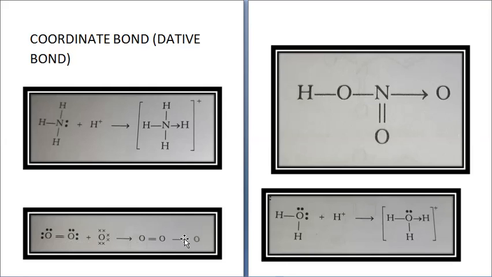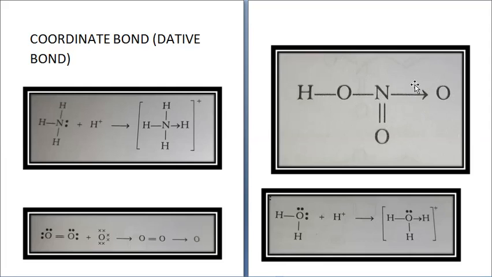Now see, wherever the coordinate bond is formed, it is shown by an arrow to distinguish it from the covalent bond, and the arrow head will always point towards the acceptor atom. Similarly, in formation of nitric acid, nitrogen donates lone pair of electrons to oxygen. So this is a coordinate bond, and the rest are all covalent bonds.